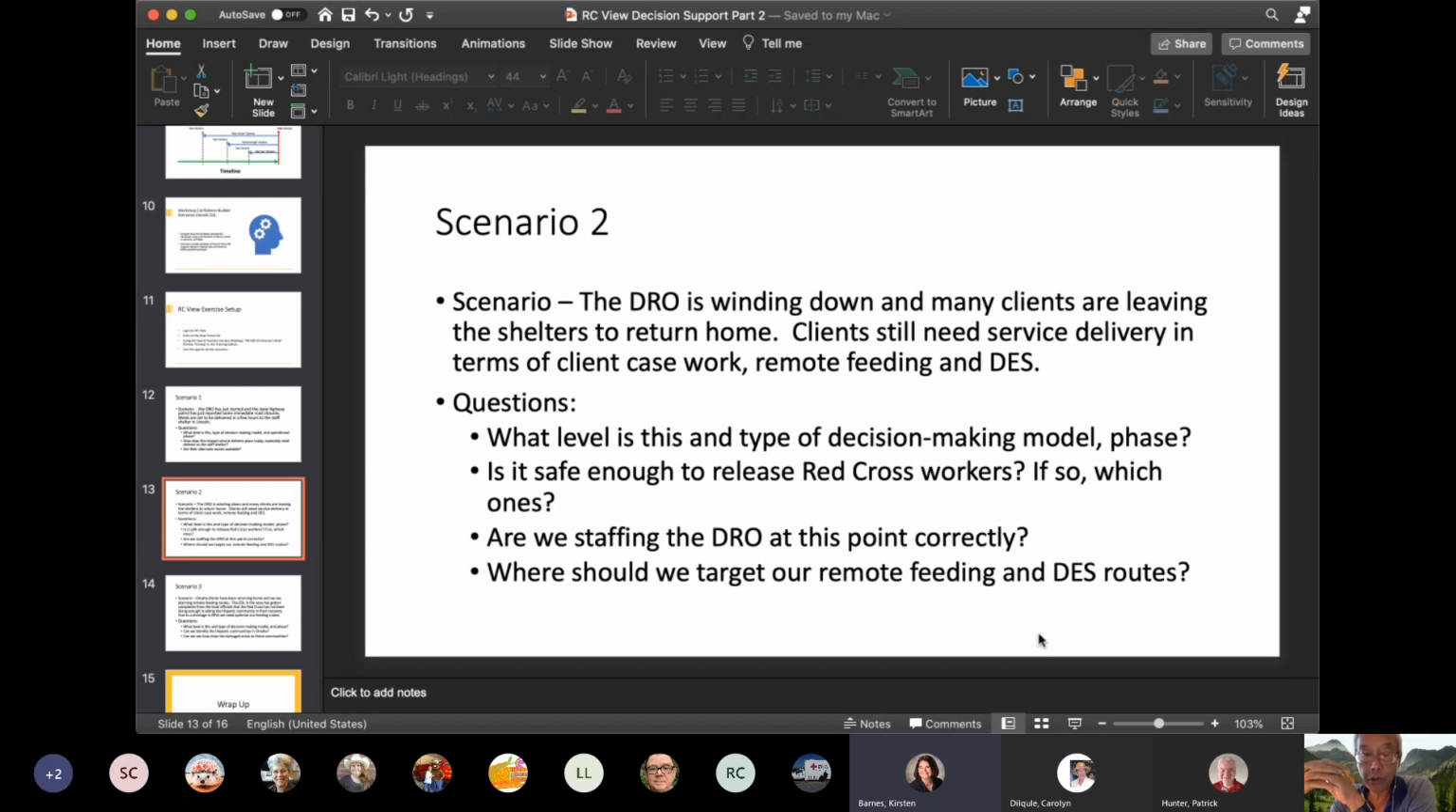Like the second bullet, is it safe to release Red Cross workers? Can you answer yes or no in your chat, please, and Kirsten will tell us. Got a yes. We got some people getting caught up with rationals. Several yeses coming in. Okay. Oh, we got a no. Another not safe. Yes. Okay.